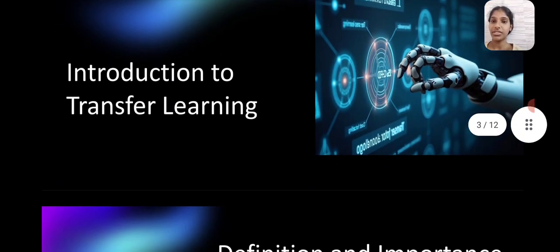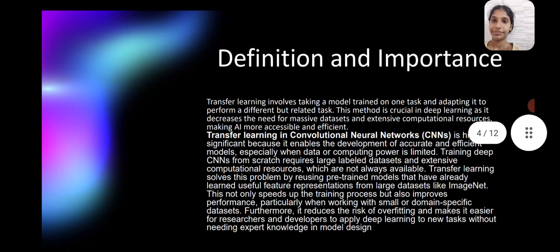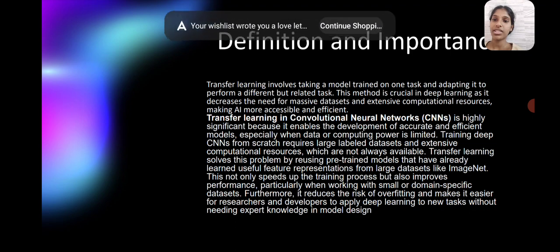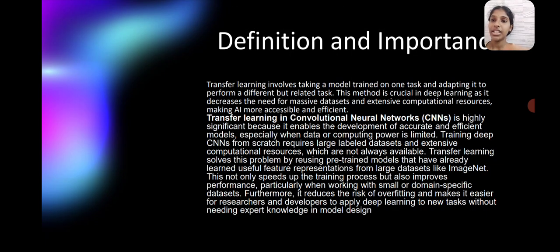Introduction to transfer learning. Definition and importance. Transfer learning involves taking a model trained on one task and adapting it to perform a different but related task. This method is crucial in deep learning as it decreases the need for massive datasets and extensive computational resources, making AI more accessible and efficient.